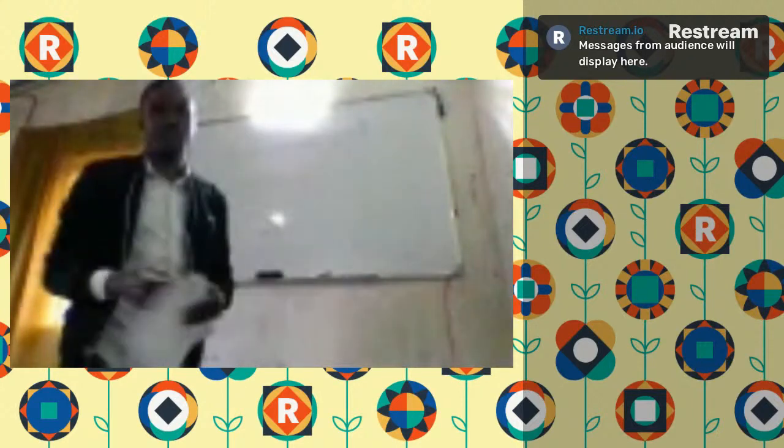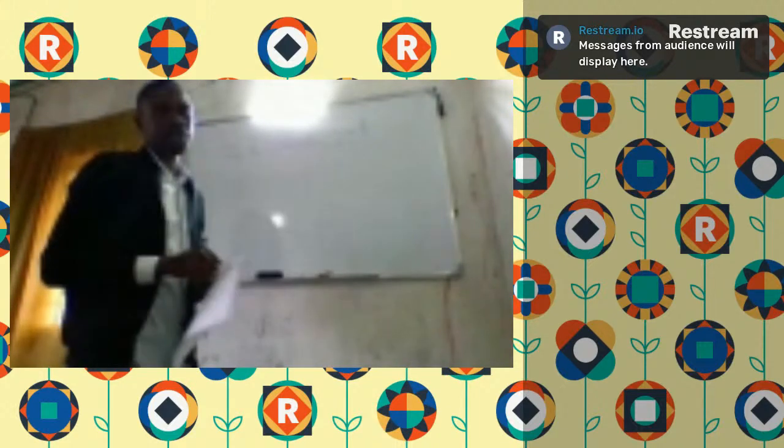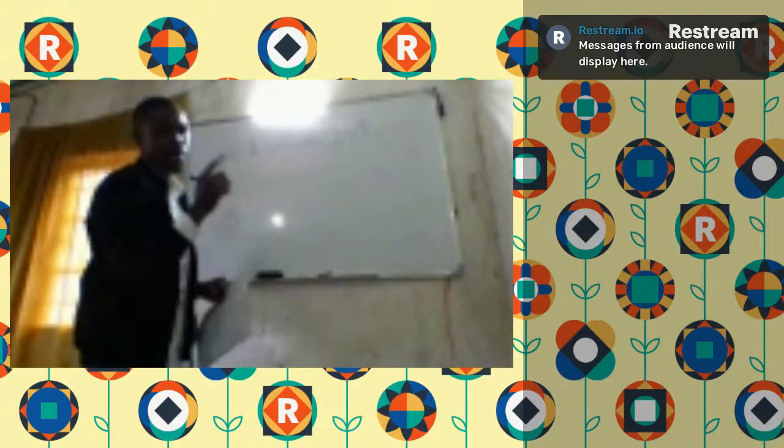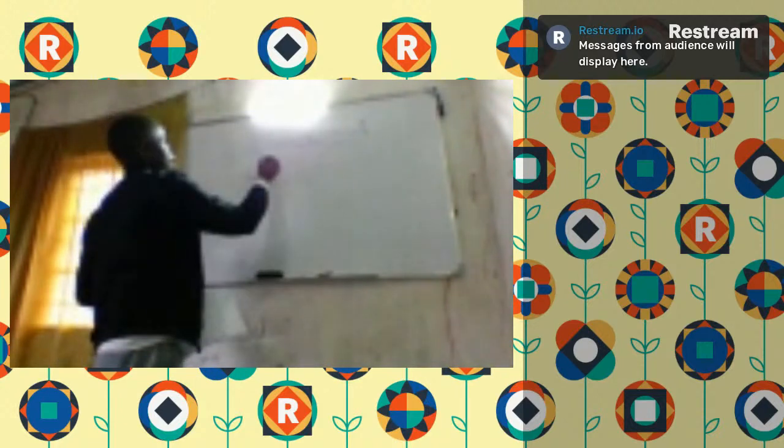Question 2 says evaluate 27 to the power 2 over 3. This one is coming from the topic indices. So how do you evaluate this? There are different ways that you can look at this.